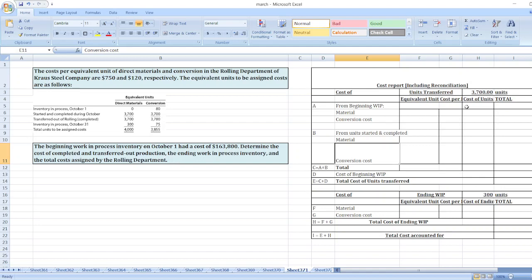So here is our data, here is our table. I have already made the table to make the calculation easy. So first of all, we will take units transferred, equivalent cost per units. So here, first of all, from beginning WIP, work in process, material, it's nil, or we can say zero, and for conversion cost it's 80.